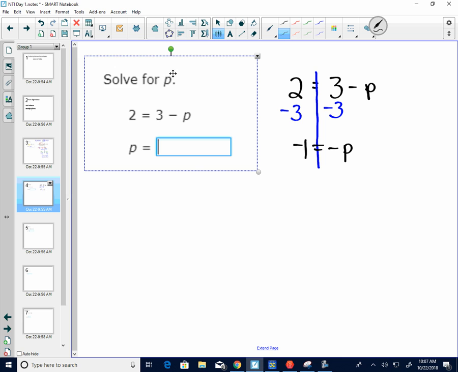Well, it says solve for p. P should be positive. This is understood to be a 1 there. So times negative 1, I have to divide by negative 1. Negative 1 divided by negative 1 gives me p, and then negative 1 divided by negative 1 on the left-hand side gives me a positive 1. So p is actually equal to a positive 1.